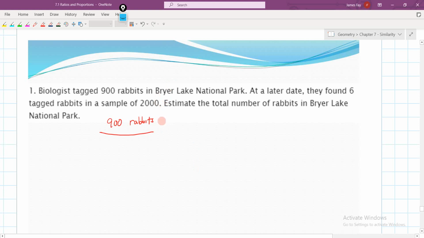And we don't know where those 900 came from, meaning that we don't know the larger population. Estimate the total number of rabbits in Briar Lake National Park. So these 900 that we tagged initially come from a larger number of rabbits. Okay, so I'm going to write this as 900 tagged rabbits, and this comes from this X that I don't know, the population of rabbits, which is obviously greater than 900. So that's the first situation.